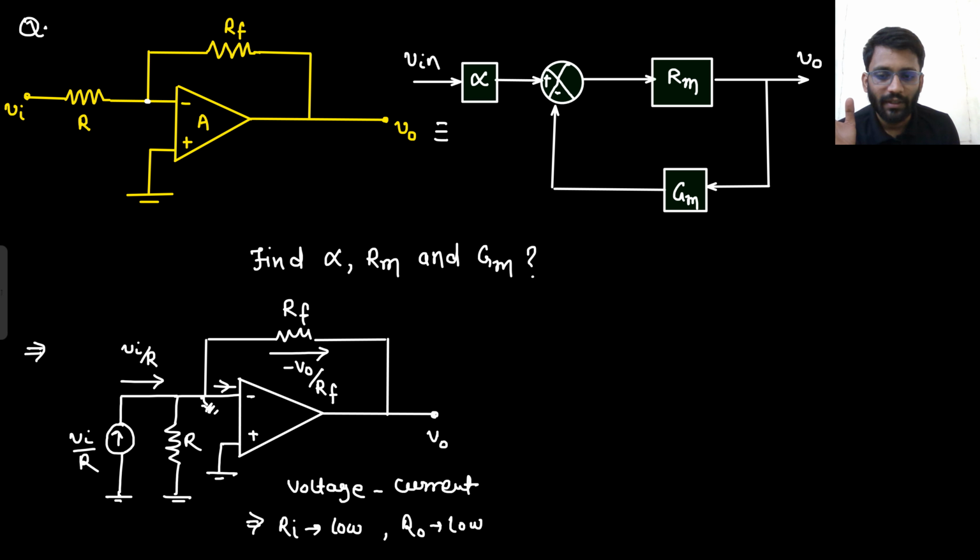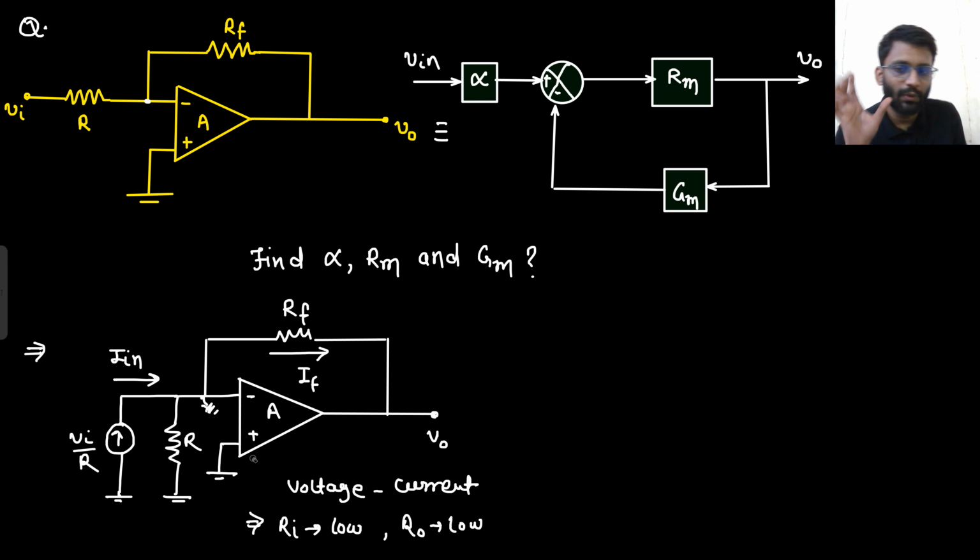Are you getting this point? I am taking this as my feedback current, and this is my input current. And where will the current go? The current will go into the transresistance amplifier. The current will not go into the voltage amplifier. This is the voltage amplifier. So my task is not to find this current. My task is to find the current into the transresistance amplifier.